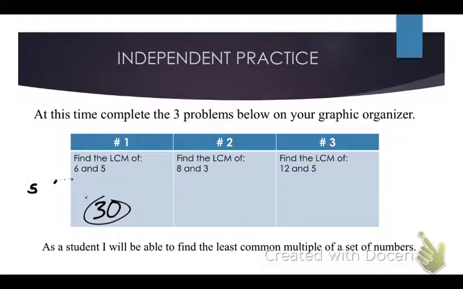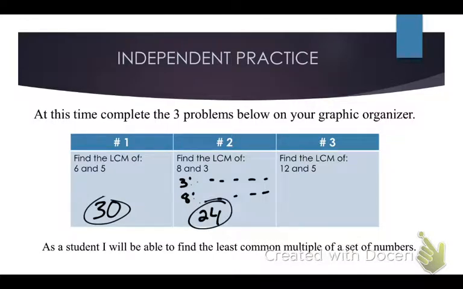All right, next one, here we go. We should have had 8 and 3. Okay, so 3 and 8. This one was a little bit harder. If you listed all the multiples this particular time, you would have actually gotten 24.